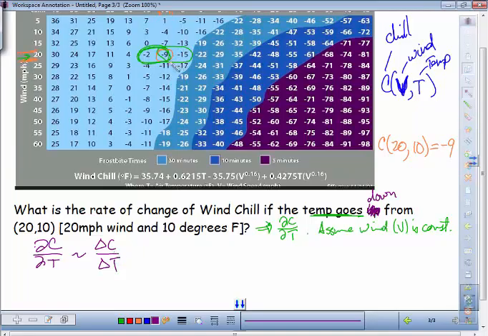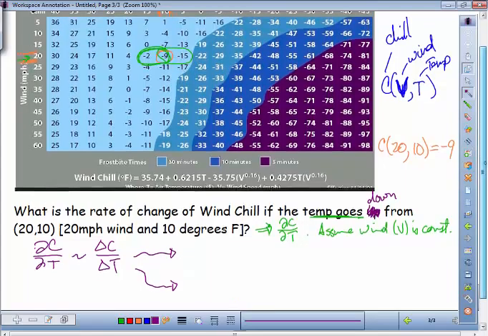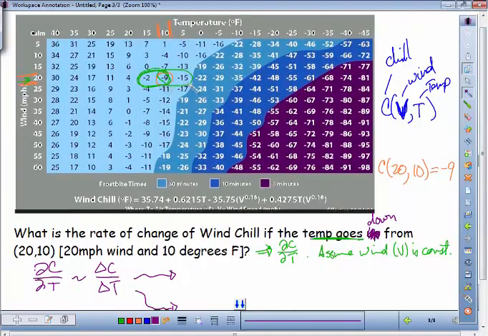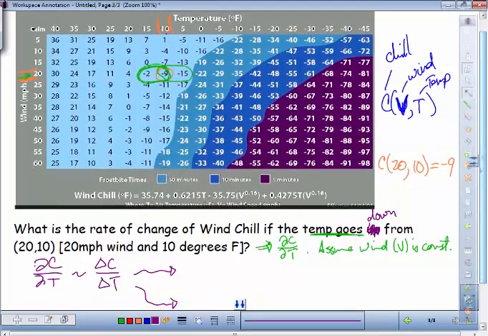And if I'm looking at the chill factor at -9, there's two directions to go, going up and going down. So what I want to do is take both of those into consideration and just find the average between them. So if I go from -9 to -15, that is a change of temperature from 10 to 5. Does that make sense? Looking at this graph, looking at this table.